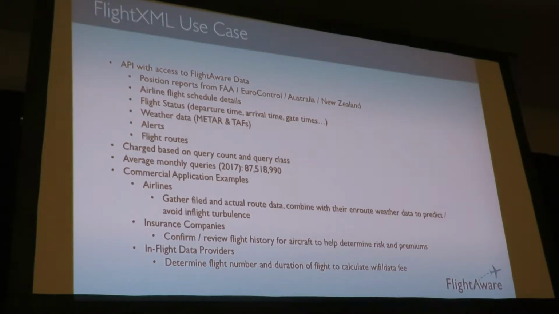There's also the example of when you're flying and you go to sign up for Wi-Fi on a Wi-Fi equipped aircraft. The device on the plane actually talks back to FlightAware using FlightXML to figure out which flight it's on and how long that flight is going to be, and it does its charging based on that information. I think there are also some airlines that use it for tracking maintenance on the aircraft by looking back at all of the flights for that tail number.